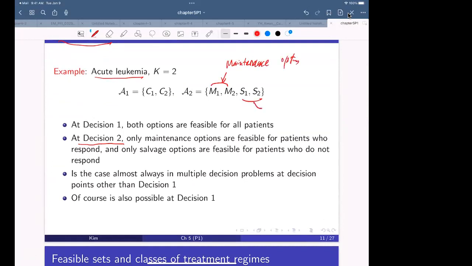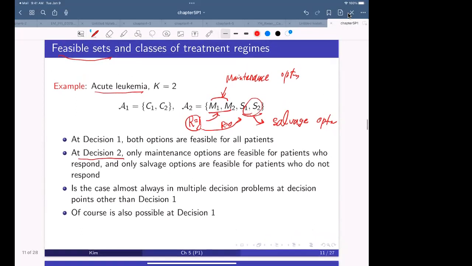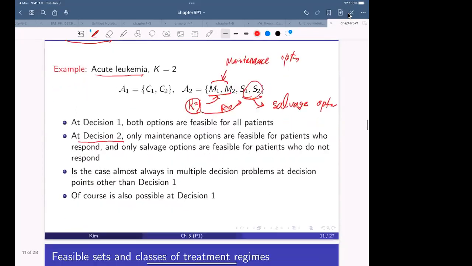While this is a salvage option. So if the response R is 1, then we have this one, right? And if R is 0, then we have this salvage option. So in this case, the feasible set, okay.